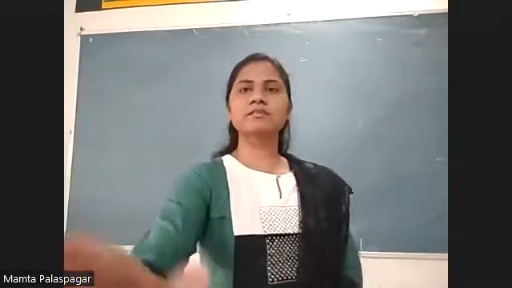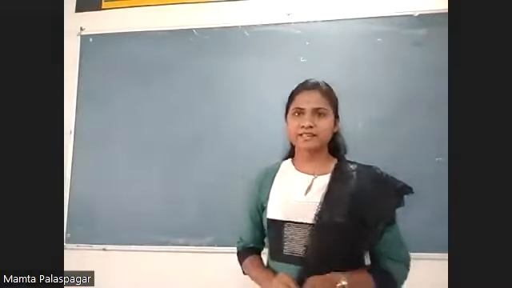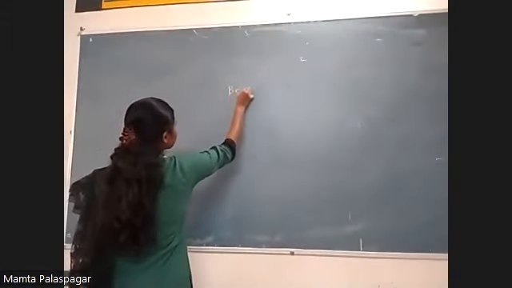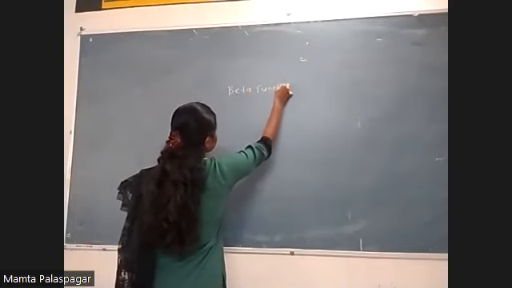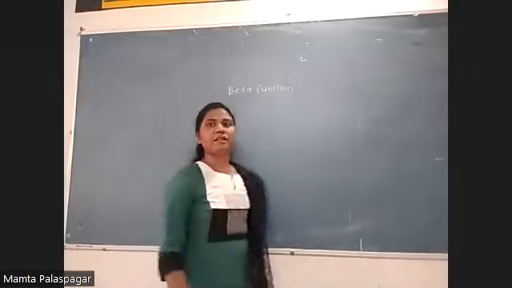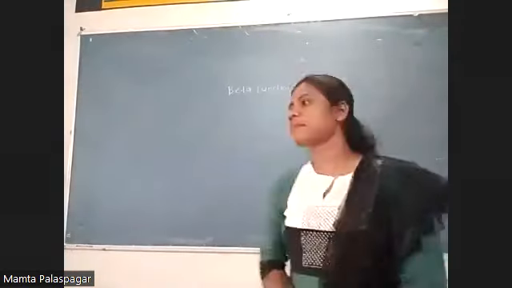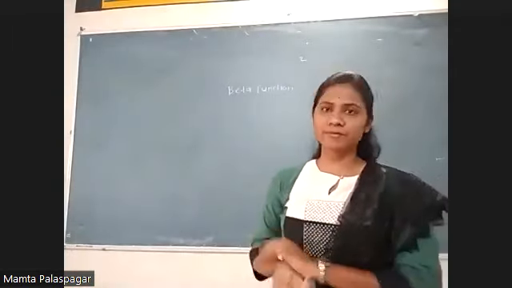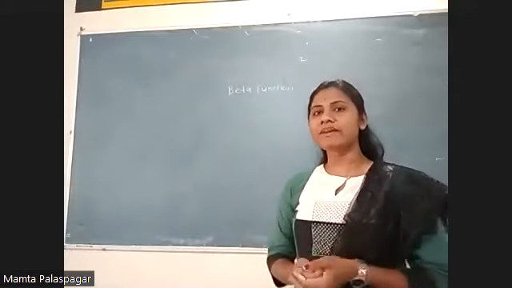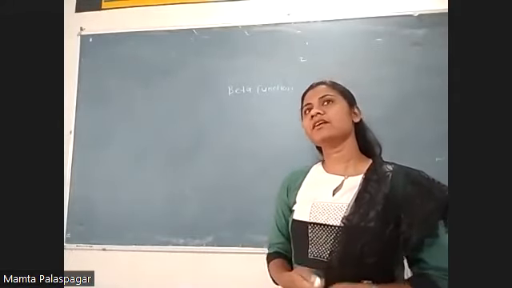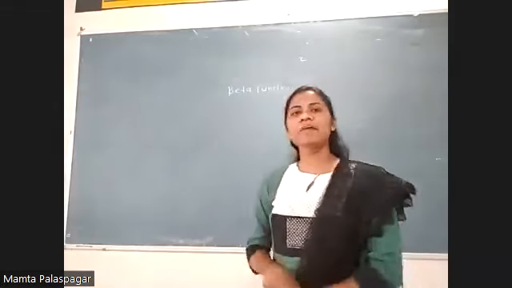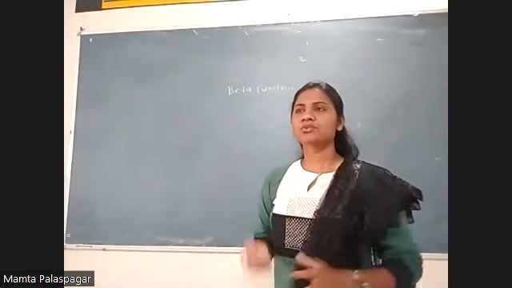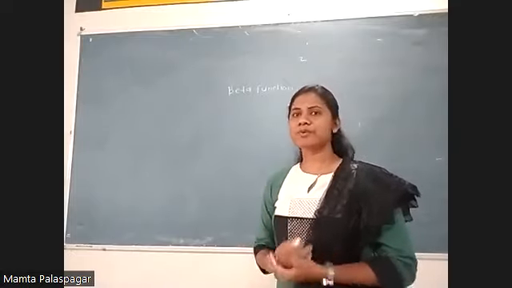Hello everyone. Now in this lecture, let's discuss the beta function. As we know, the gamma function is related to the improper integral. When the given integral is an improper integral, to solve it we use the gamma function and the beta function. So first of all, let's see what an improper integral is.